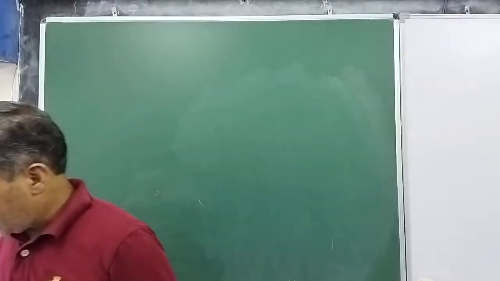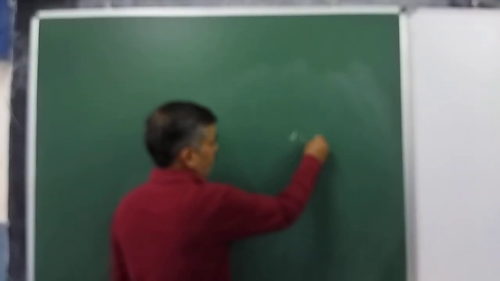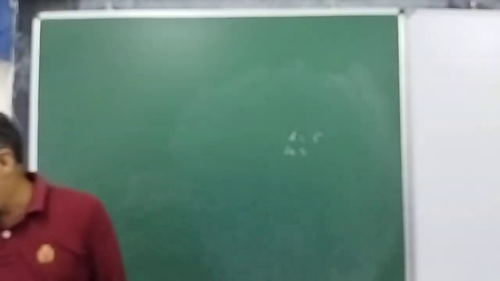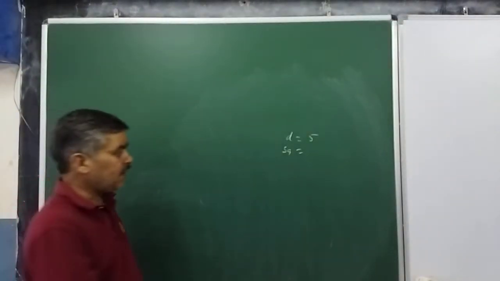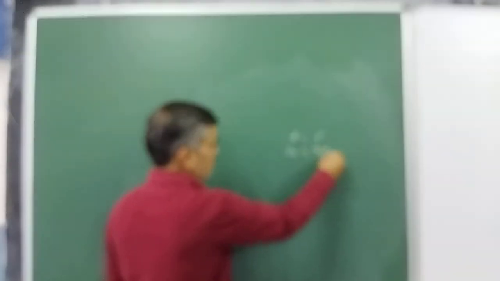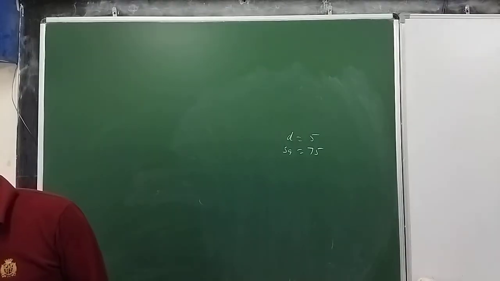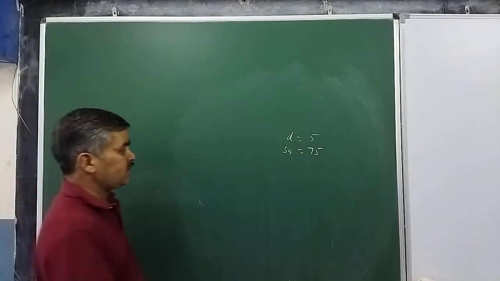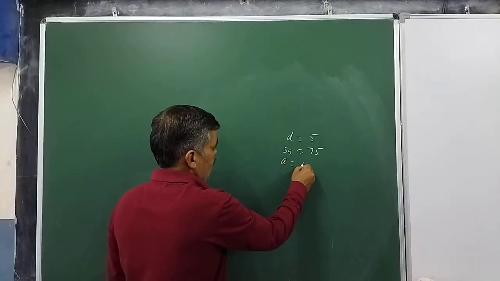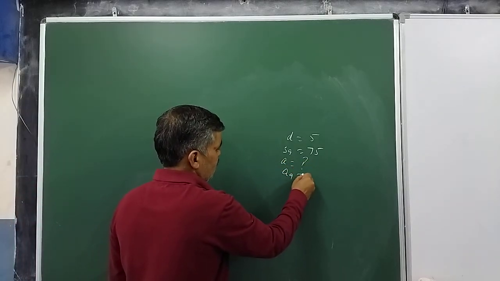Here it is in part number 5. D is 5. S9 is given equal to 75. You have to calculate A and A9. A is missing, A9 is missing.